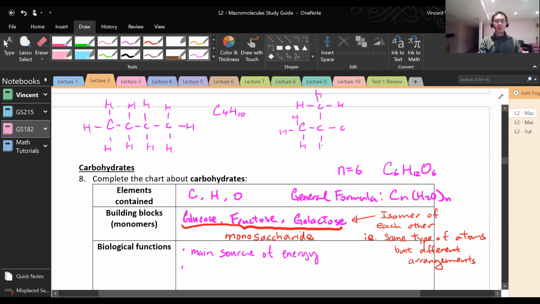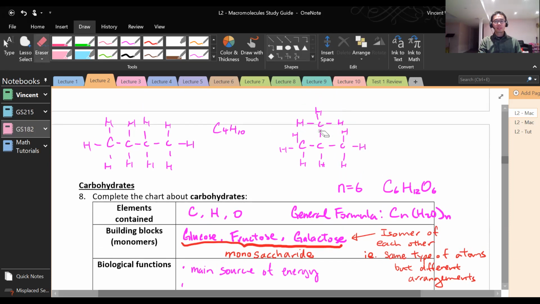I will not ask you to draw anything, okay, guys? Don't worry if you don't know what I'm drawing. I'm just trying to show you. This is also 4 carbon, 10 hydrogen. 1, 2, 3, 4, 5, 6, 7, 8, 9, 10. So you see, these 2 are isomers because they have the same formula, but the shape is different. The arrangement is different.